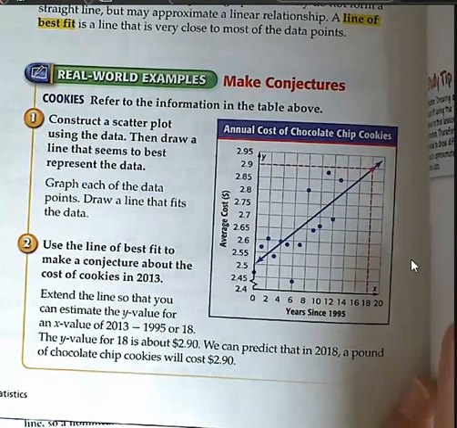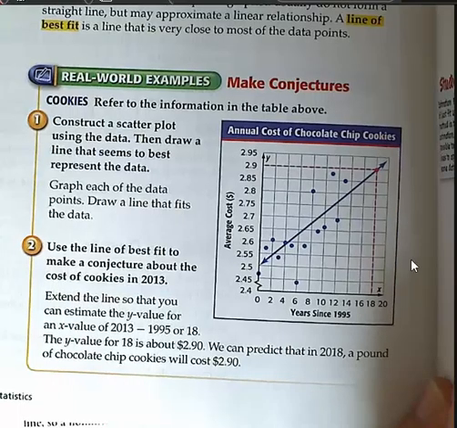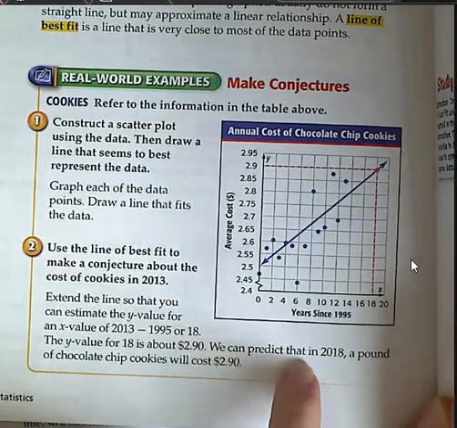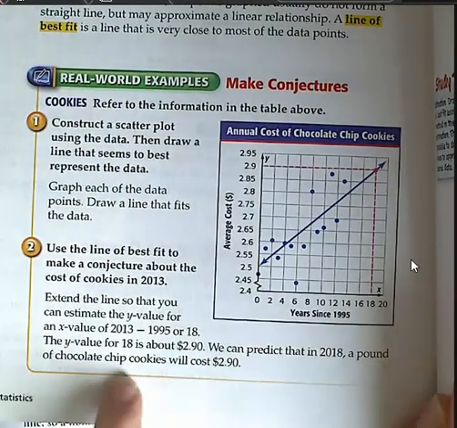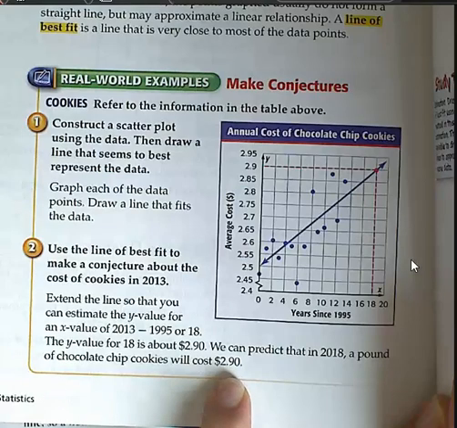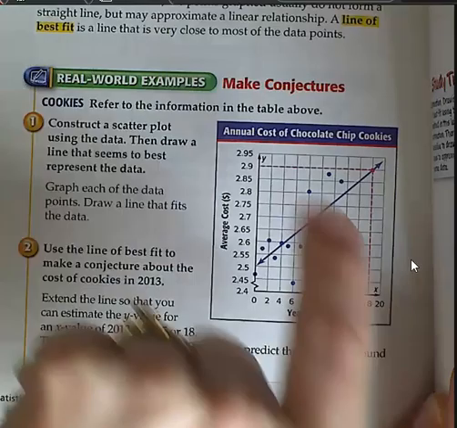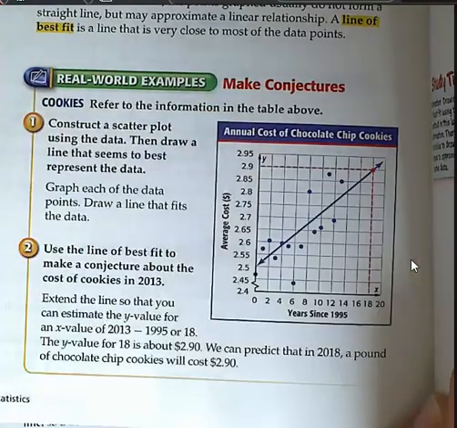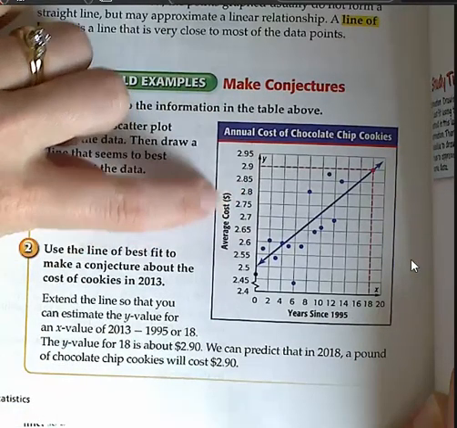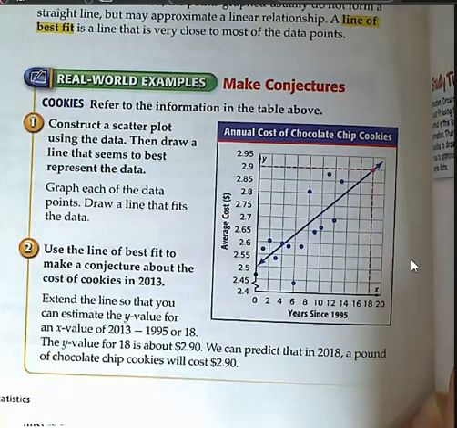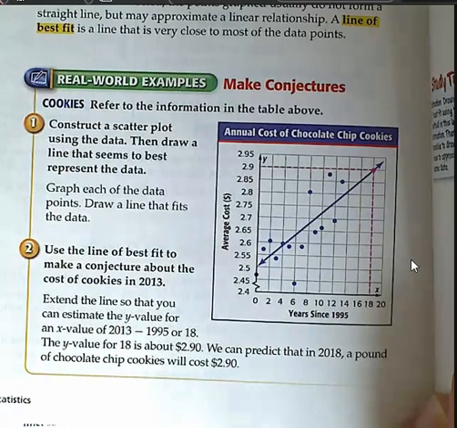Here's the part that 8th graders have to do. You have to write this sentence that includes all the numbers and all the labels. We can predict that in 2018, a pound of chocolate chip cookies will cost $2.90. Notice, they included the year. They included the title, and they included the number with the label. You need both labels and the title to explain your thinking because you have to include all of the labels. That's the part that 8th graders hate.